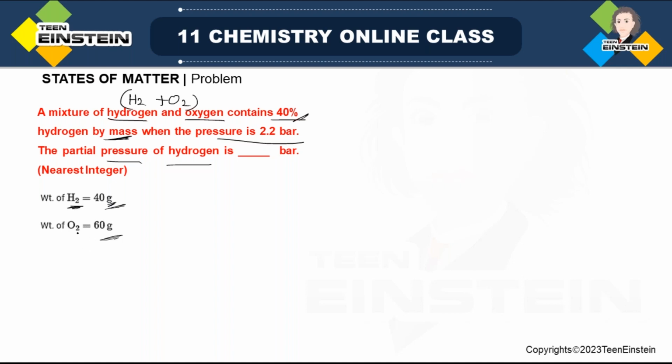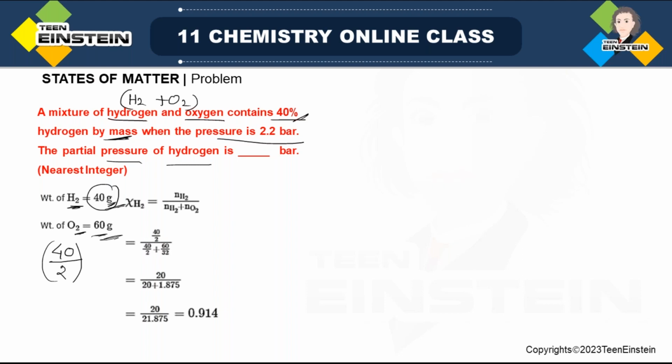Now, how will you get the number of moles of H2? You divide this 40, which is the given mass, by its molar mass, which is 2. So this is the number of moles for H2. Similarly, for oxygen, 60 is the given mass, divided by the molar mass of oxygen, 32. So 60 by 32. In this way, we can get the number of moles. But you can also put it directly. So here, this is X of H2, that is, the mole fraction of H2.